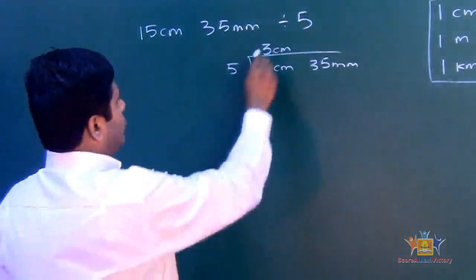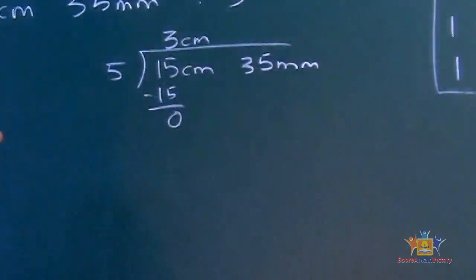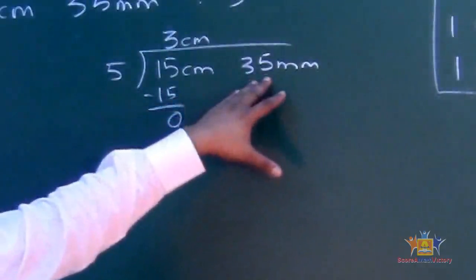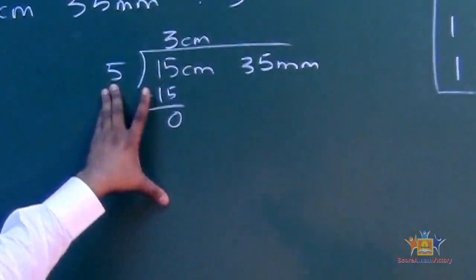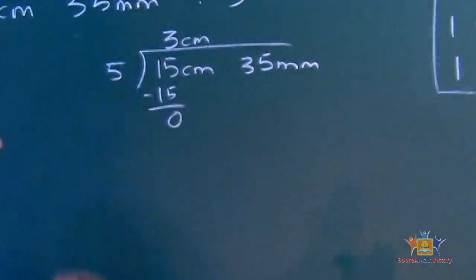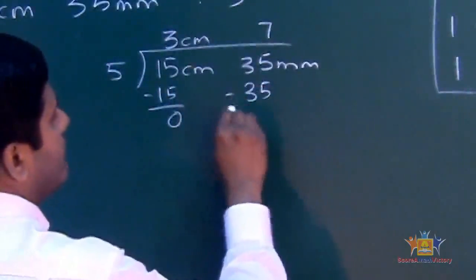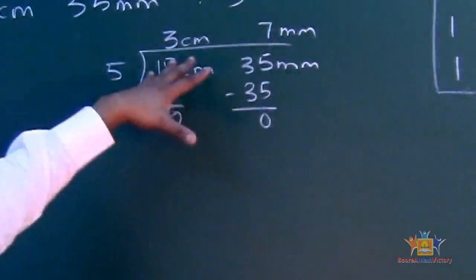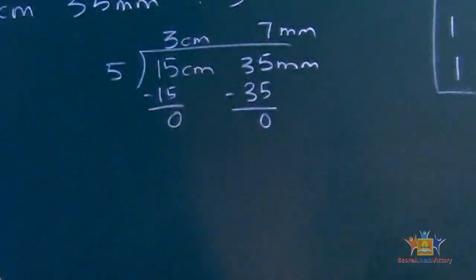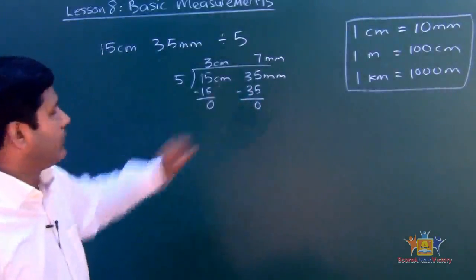Then 3 times 5 is 15, minus gives me 0. I'm done, there's no balance. Now I go to 35. 35 divided by 5 is 7. This is from the times table, so we should be able to know that. 7 times 5 is 35, minus gives me 0. So bring the millimeter up. That's it: 3 centimeters, 7 millimeters. There's nothing fancy to it. Just done, you write it down right there.